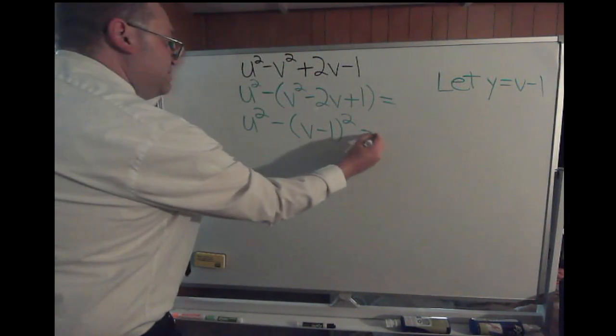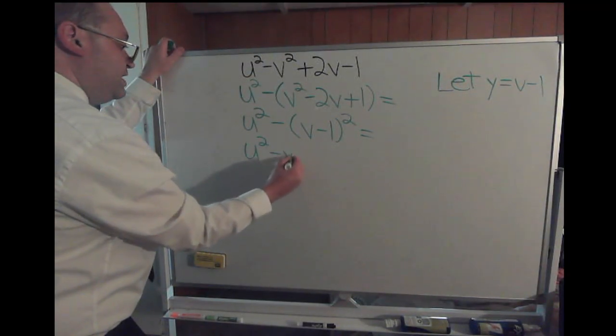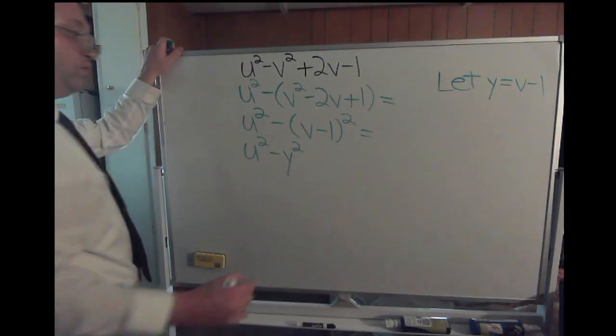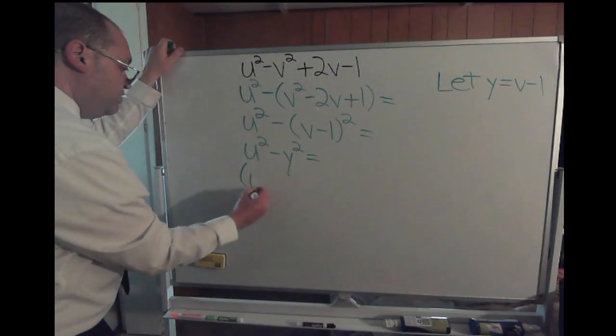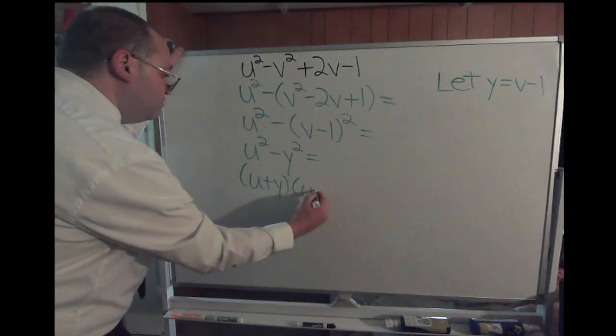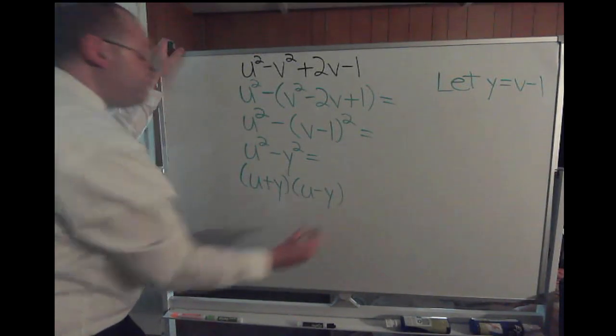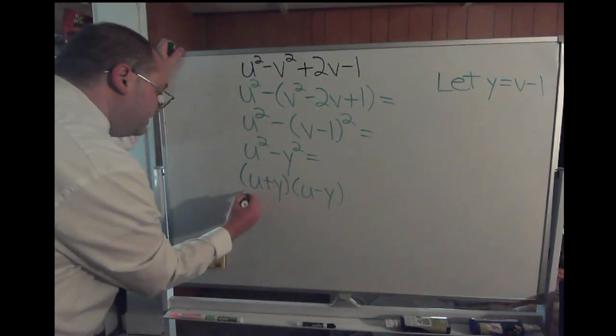So we'll work with something much simpler here for a second. You'll have u squared minus y squared. Much easier to work with. So to factor this, you would get u plus y times the quantity of u minus y. Now we've got to substitute the value of y in where each of these go.